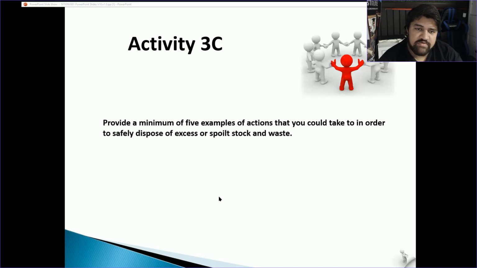Okay. So provide them 5 examples of actions that you could take in order to safely dispose of excess or spoiled stock and waste. So we don't want to be mixing our plastics. We don't want to be mixing our cardboards or metals, so like cans or things like that. We don't want to be throwing away things that could have been used properly. We don't want to be throwing away things incorrectly. Like we don't want to be wasting food scraps or old food that could have been used for composting, and then we put it in the rubbish and it's gone to the tip somewhere and it's not really helping anybody.